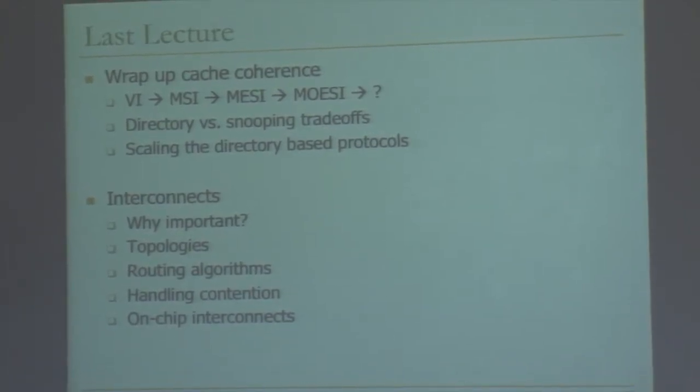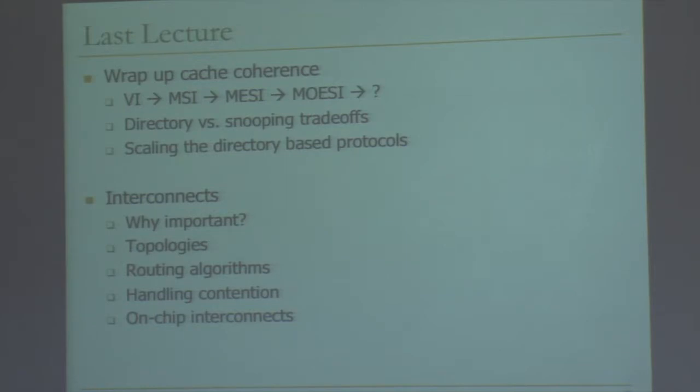But last lecture, we wrapped up cache coherence and we talked about interconnects. These are all important topics. Interconnects we did not really do justice to. Interconnects are everywhere in the world. Roads are interconnects also, and packets that are routed on the roads are cars and maybe pedestrians sometimes. But we didn't do justice because we covered it in only one lecture. But if you take 742, we'll do a lot more justice to it.